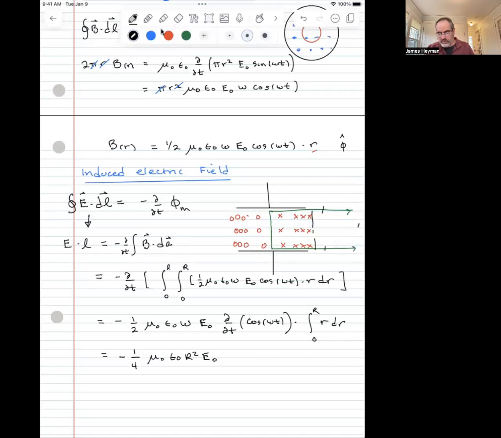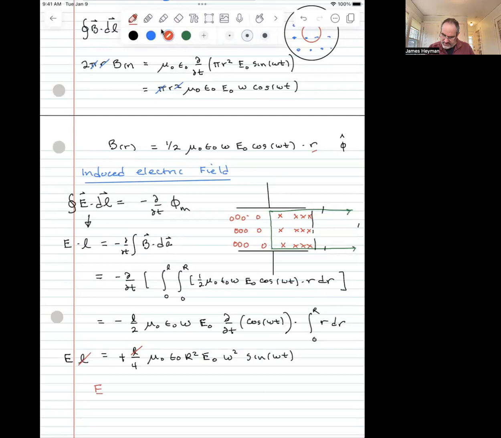And then the derivative with respect to time of cosine of omega t gives us omega times minus sine of omega t. The minus signs cancel. We get another factor of omega, and then we have sine of omega t. Okay? And we forgot to do the integral over z, but that just gives us a factor of L. The L's cancel. And we have the following.